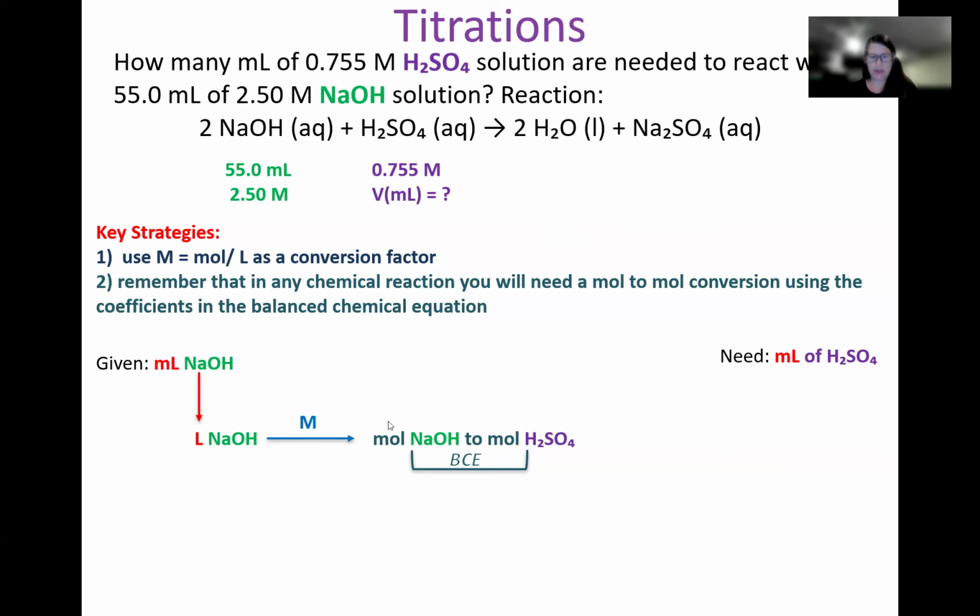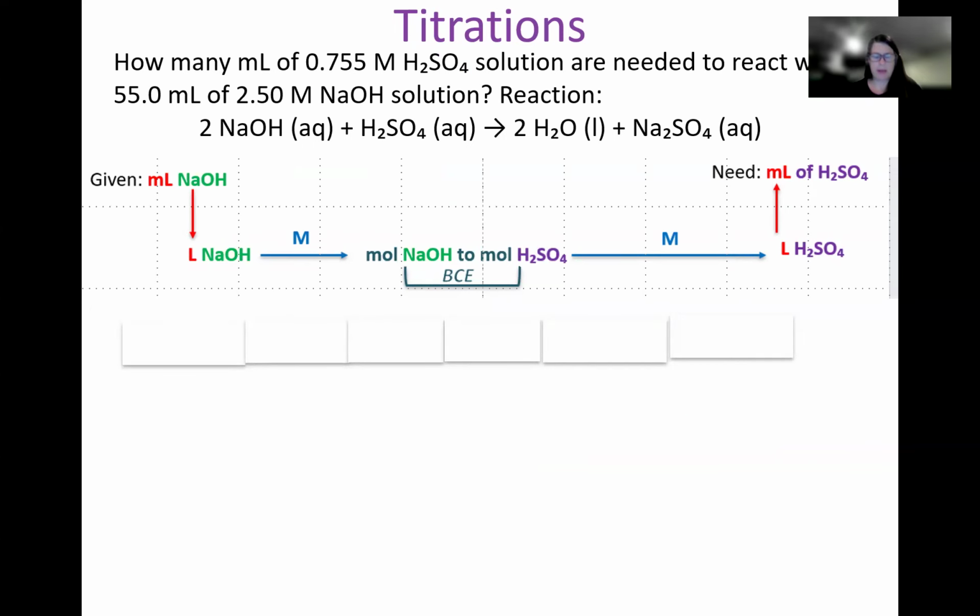So we're going to use the coefficients in the balanced chemical equation to convert between moles of sodium hydroxide and moles of sulfuric acid. Once we have moles of sulfuric acid, we can convert that to a volume in liters using the molarity. And then the last step is just to convert liters to milliliters using the definition of milli. I believe I will do this all on the next page.